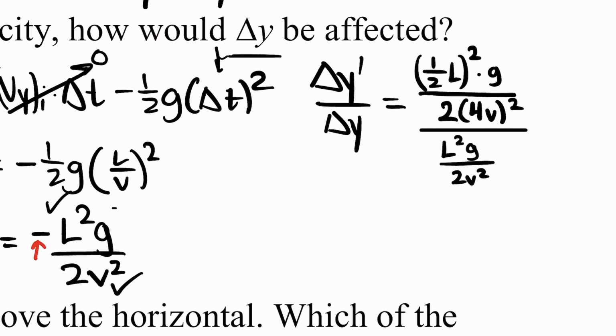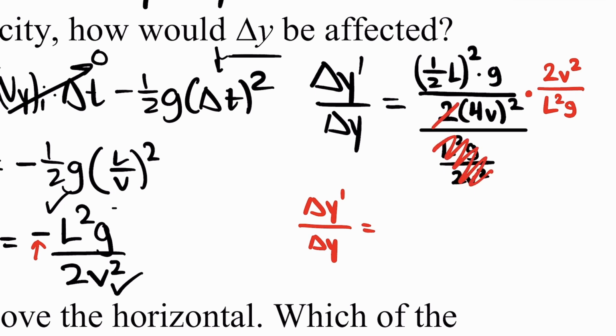I removed the negative sign just because I'm going to have a negative on the top and a negative on the bottom, and they're going to cancel out anyway, so I just did not bother to write it. To simplify complex division, we're going to perform multiplication instead, and I'm going to multiply by the reciprocal of the denominator. So I'm going to multiply by 2v squared over L squared g. I'm going to rewrite this ratio, delta y prime over delta y, and now I can forget this.